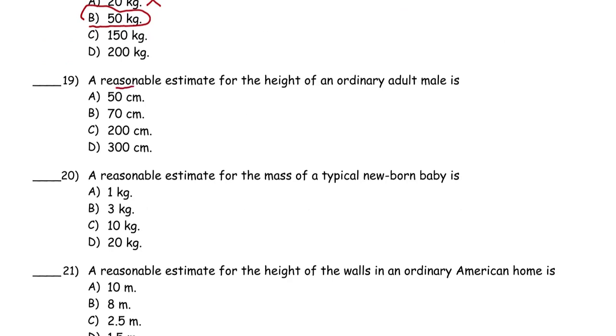A reasonable estimate, this is estimating, guys, for the height of an ordinary adult male, it's about 150 centimeters and 200, right? So it will not be 50 centimeters. Sure, not 50 centimeters or 70 centimeters. He's not in primary school. He is an adult. So it is about 200 centimeters, right? It's about 2 meters, not 3 meters. Sure. So the answer is letter C.